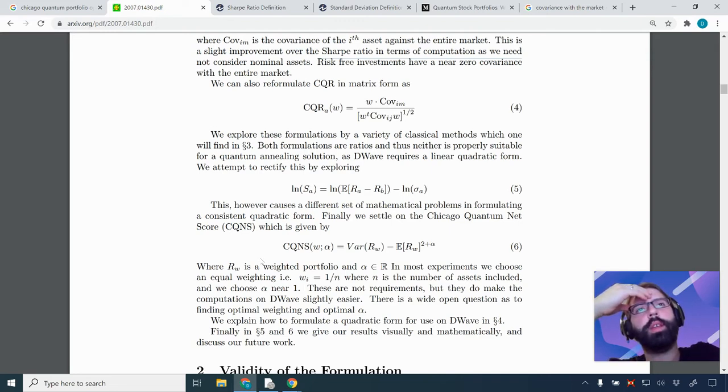So what CQNS is basically, for W and alpha. Okay, so W is a weighted portfolio, and alpha is a real number. In most experiments, we choose an equal weighting, where n is the number of assets included, and we choose alpha near 1. These are not requirements, but they do make the computations in D-Wave slightly easier. There is a wide open question as to finding optimal weighting and optimal alphas.